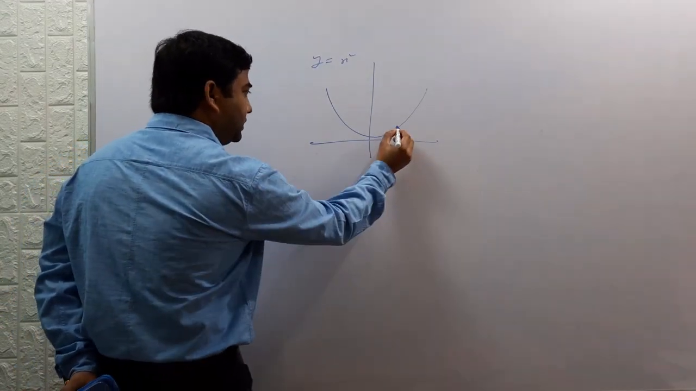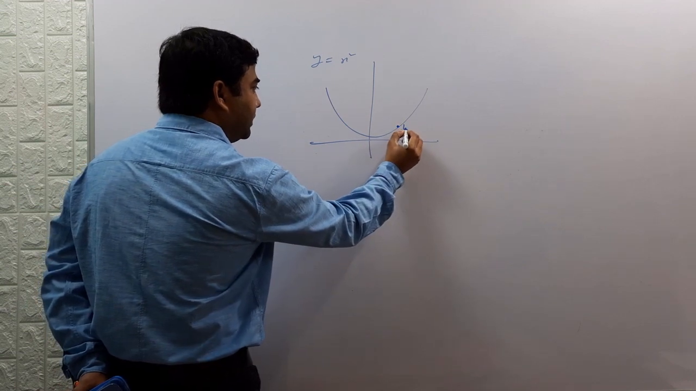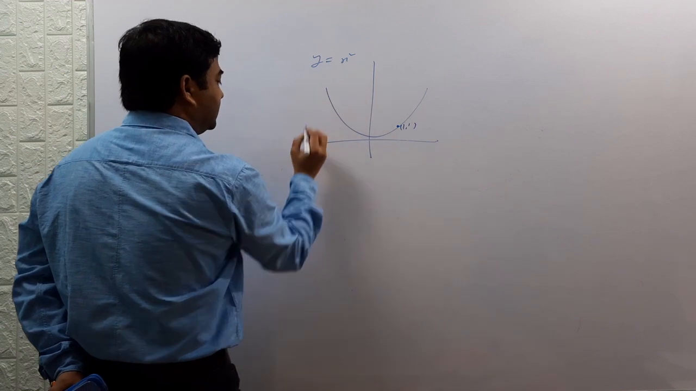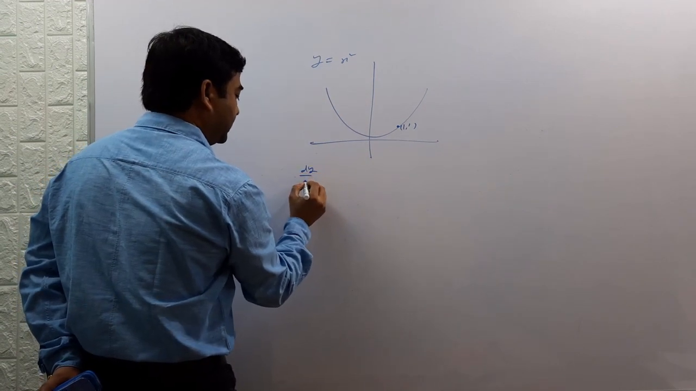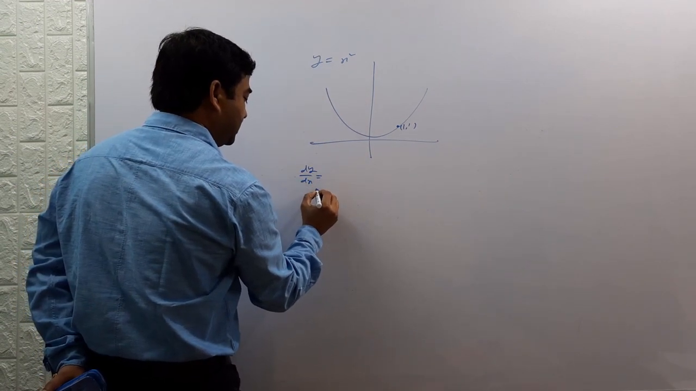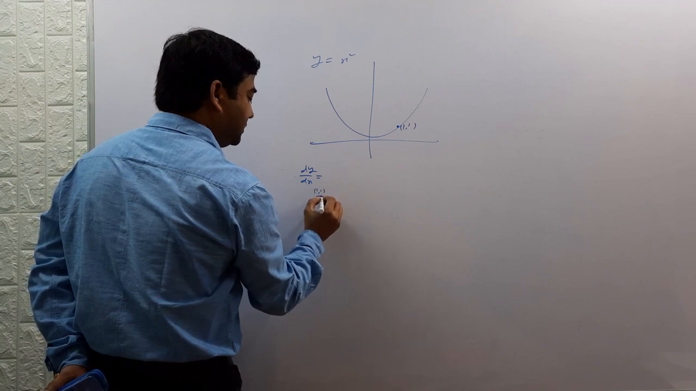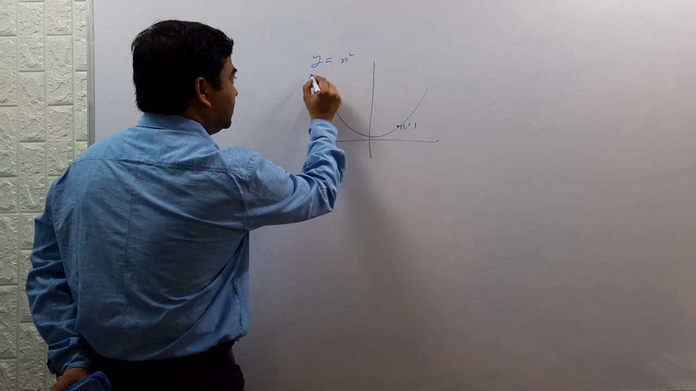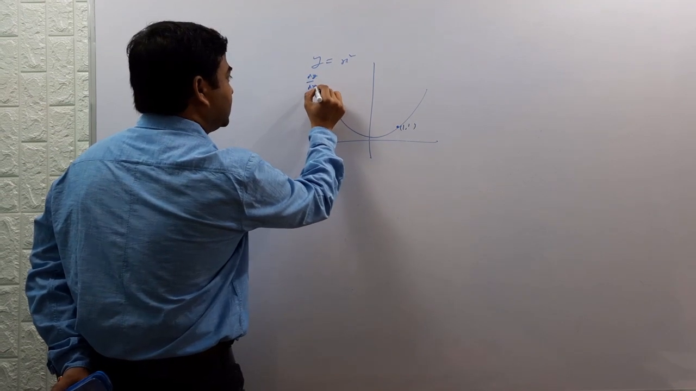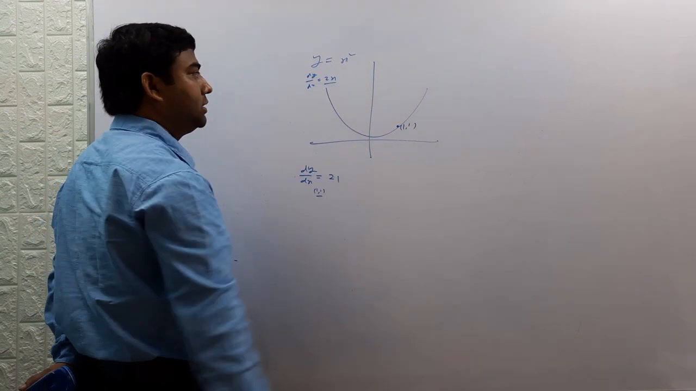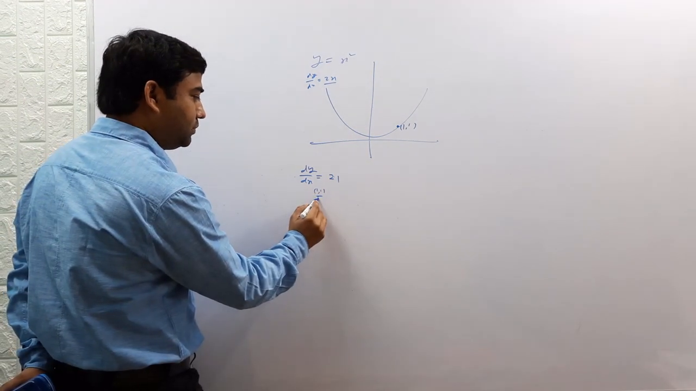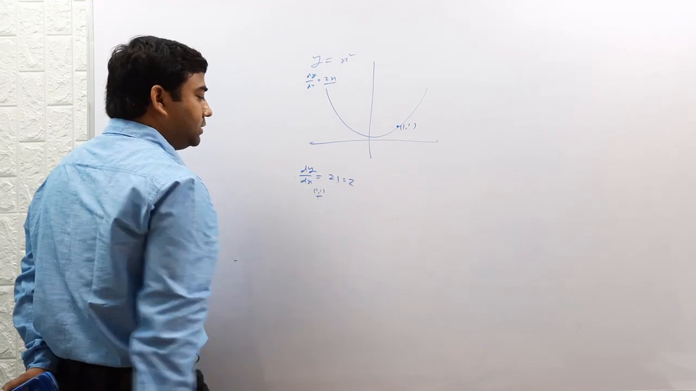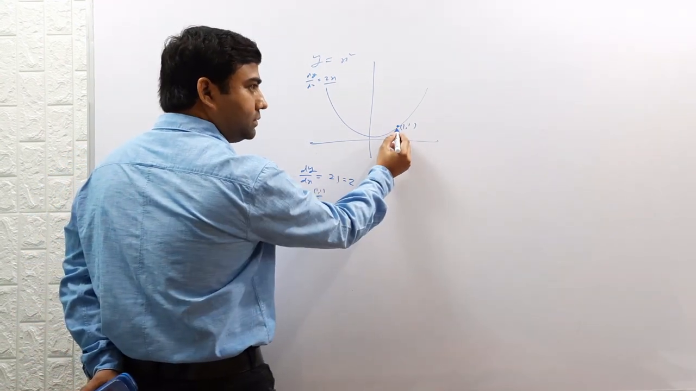So for a point (1, 1), dy over dx at (1, 1) is 2 into 1, from dy over dx equal to 2x. This is for a general point. For this particular point, put the value of x equal to 1. So dy over dx is positive.